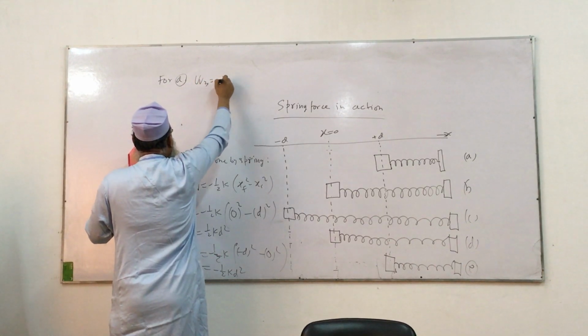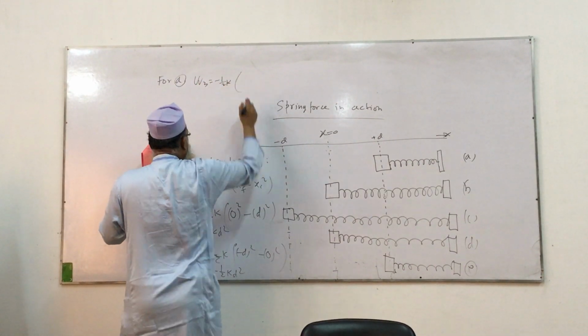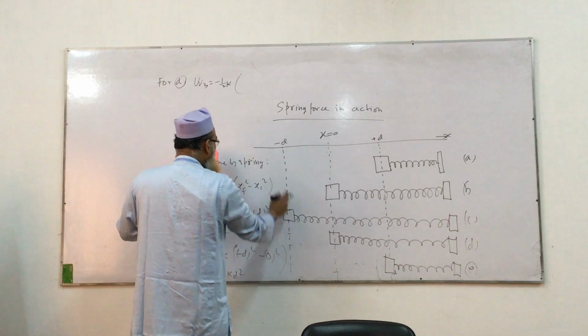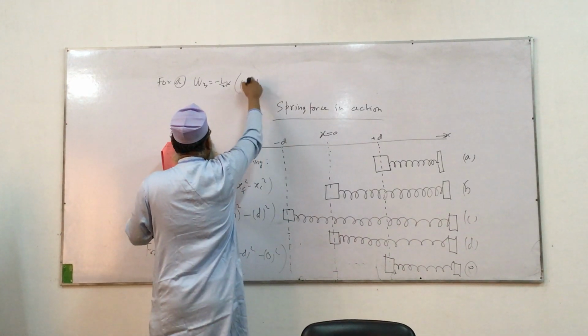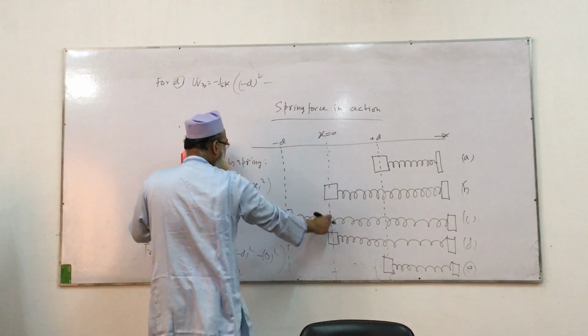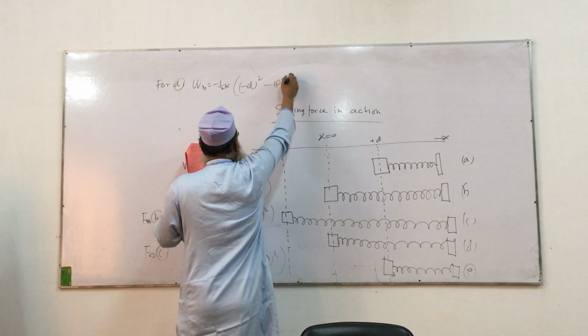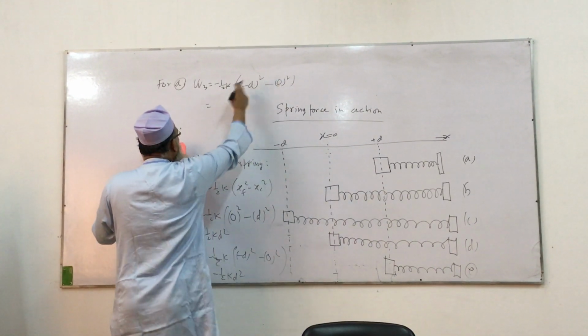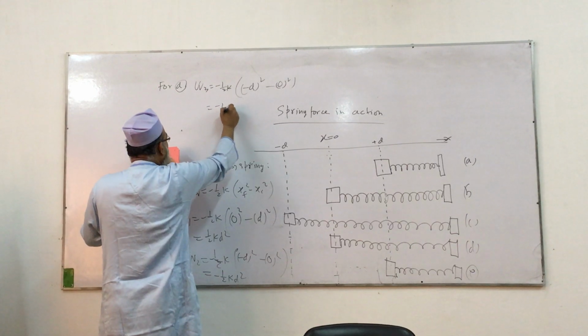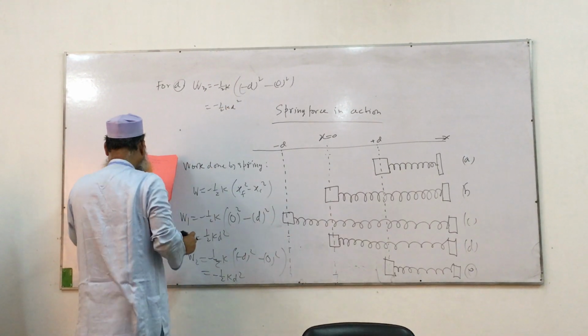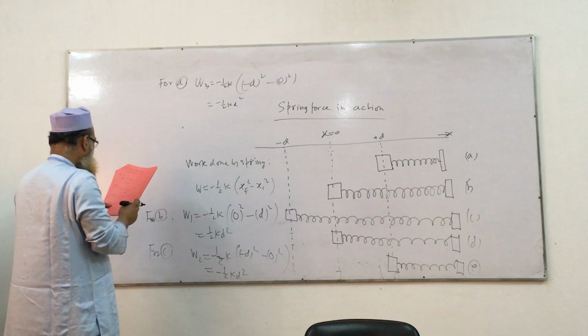W3 equals minus half K. Initial position is minus d, whole square. Final position is x equals 0 square. You get d square minus half k d square.